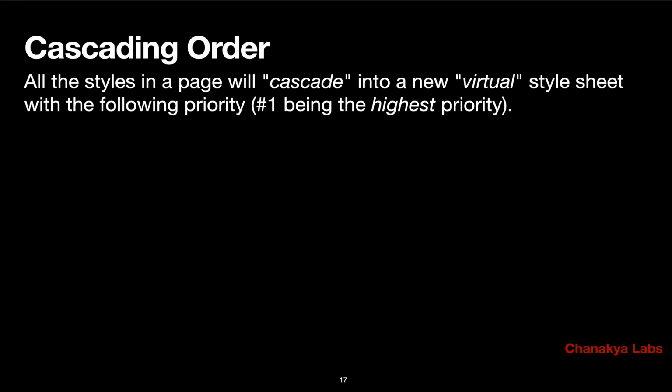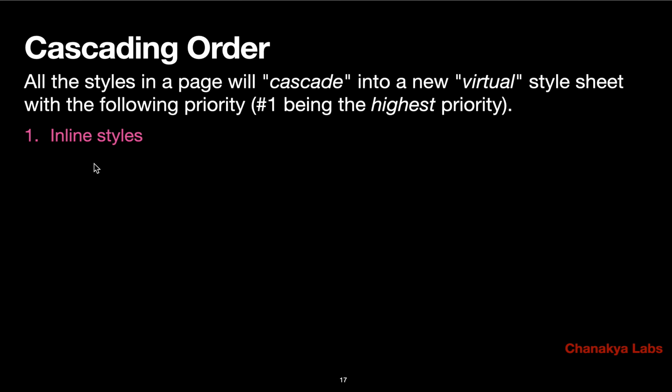All the styles at all the places, whatever happens, you think like all of them will cascade into a new virtual style sheet. So you can understand that all of them will be bundled and grouped together and put into a new style sheet with some particular priority, right? And that priority will decide the ordering of those styles in that virtual style sheet. Essentially the point is that we are trying to see what style is eventually going to be applied, and this rule helps us understand that.